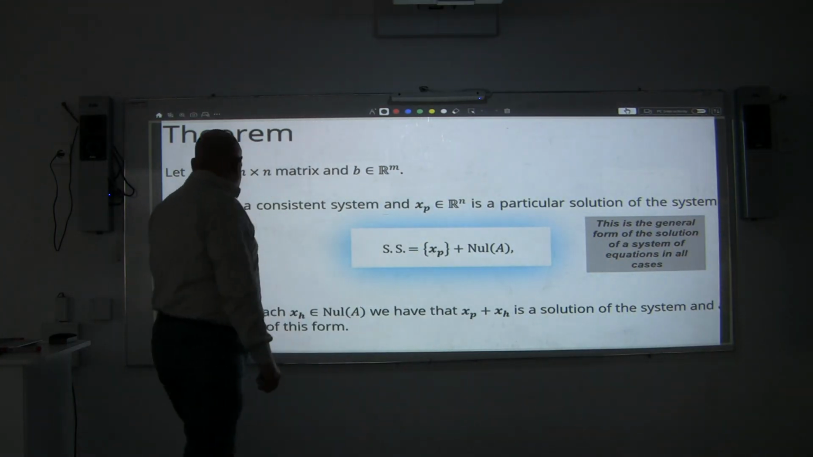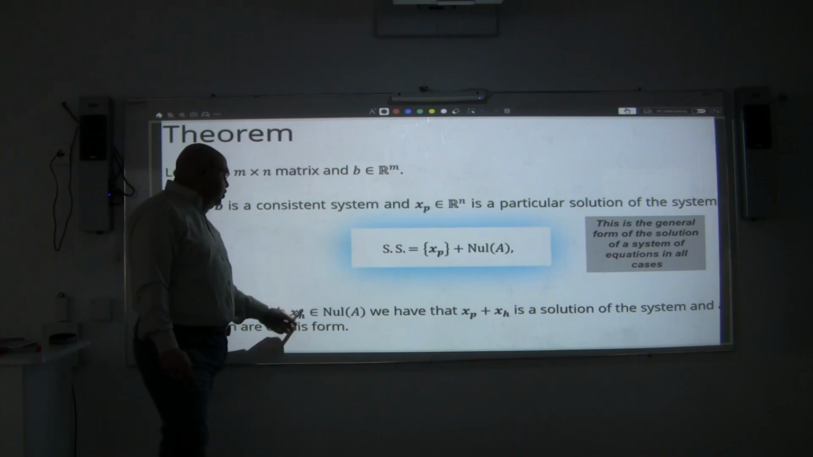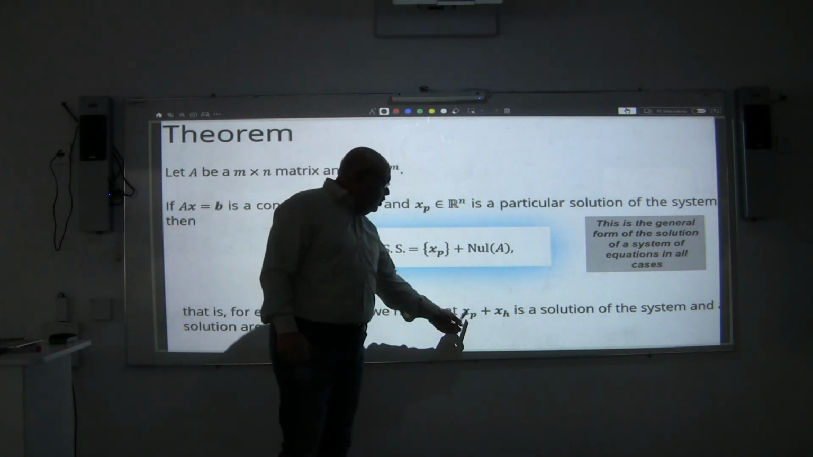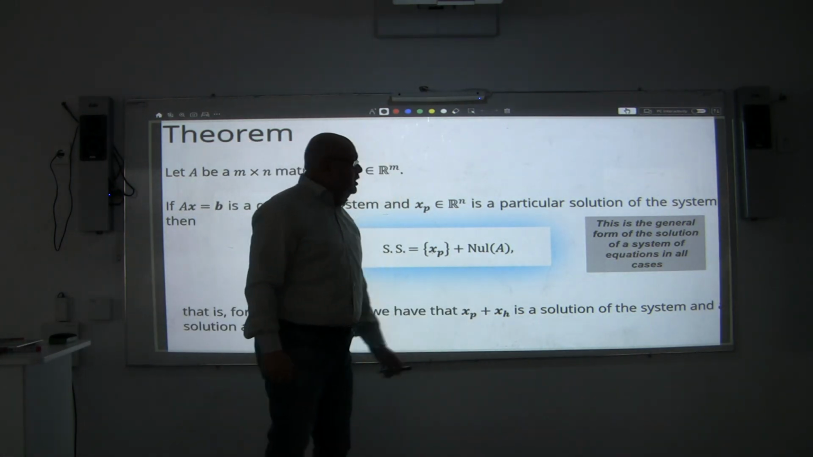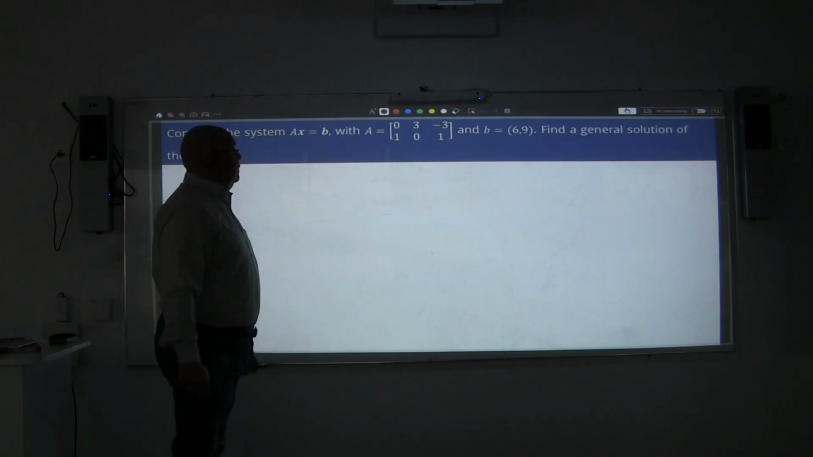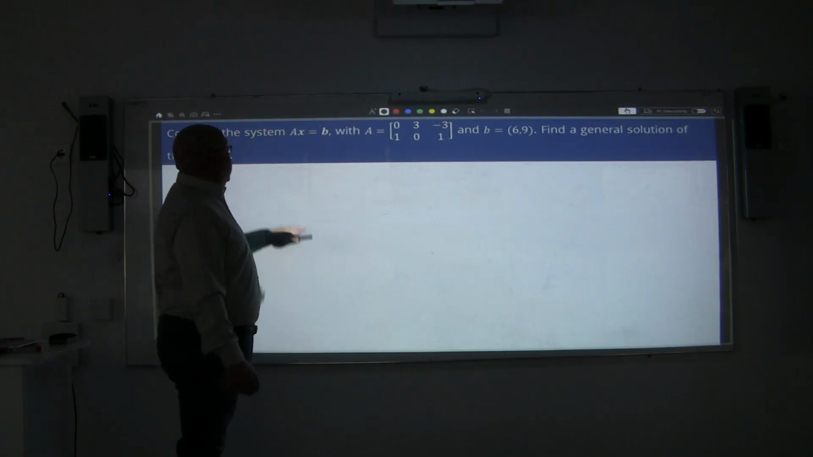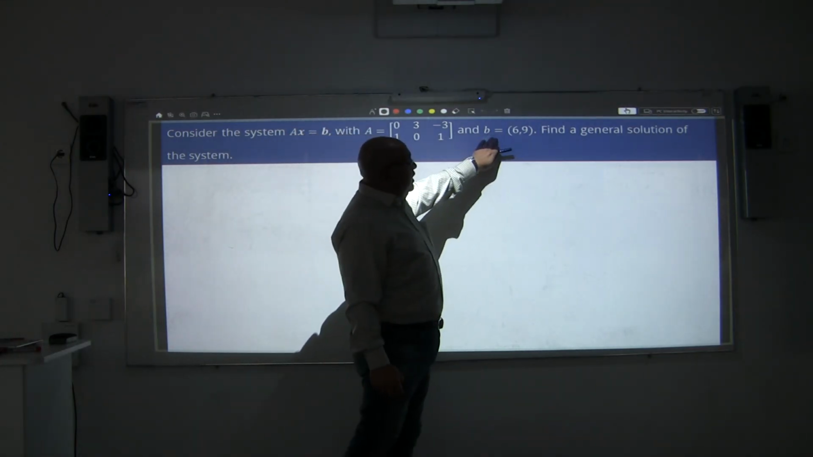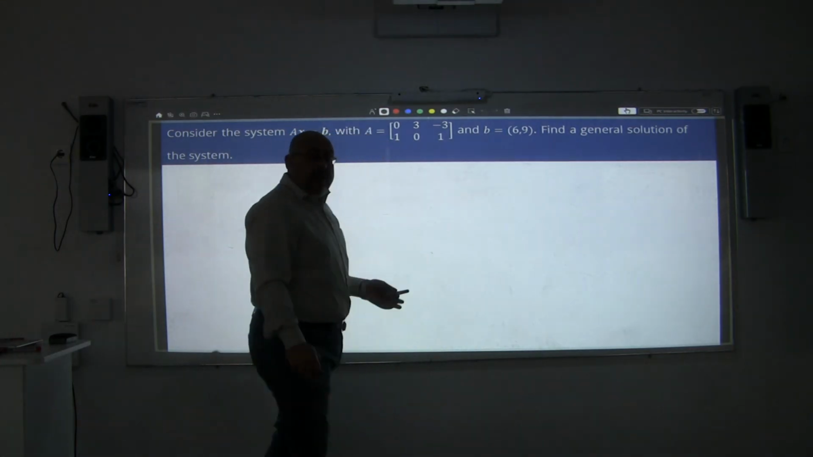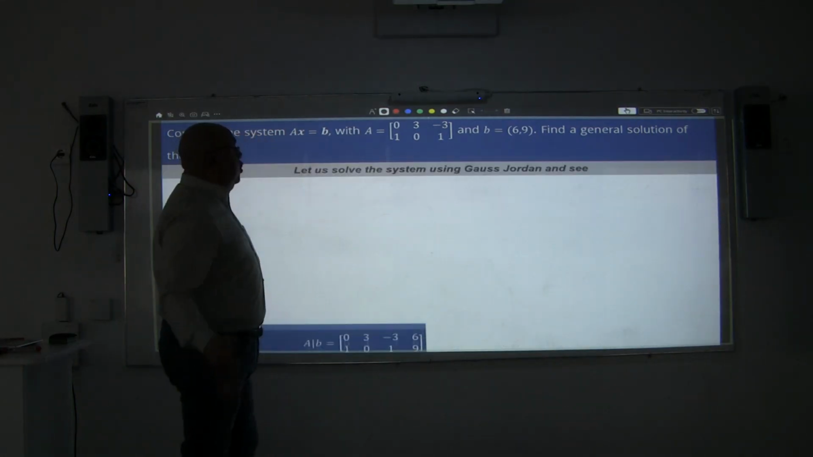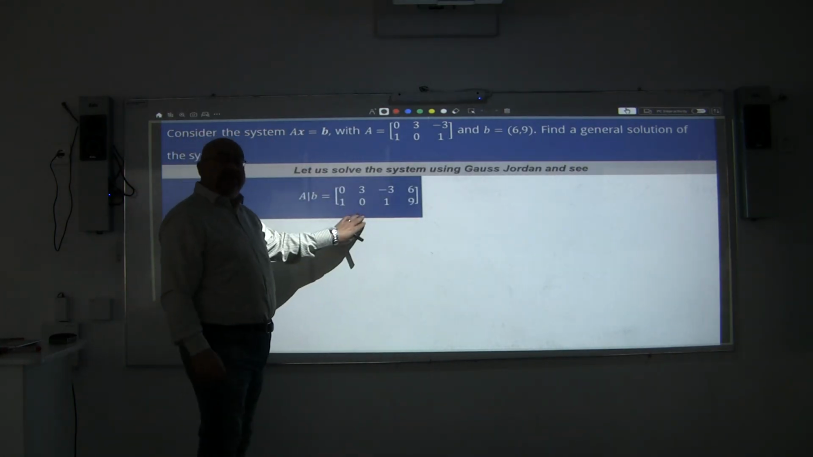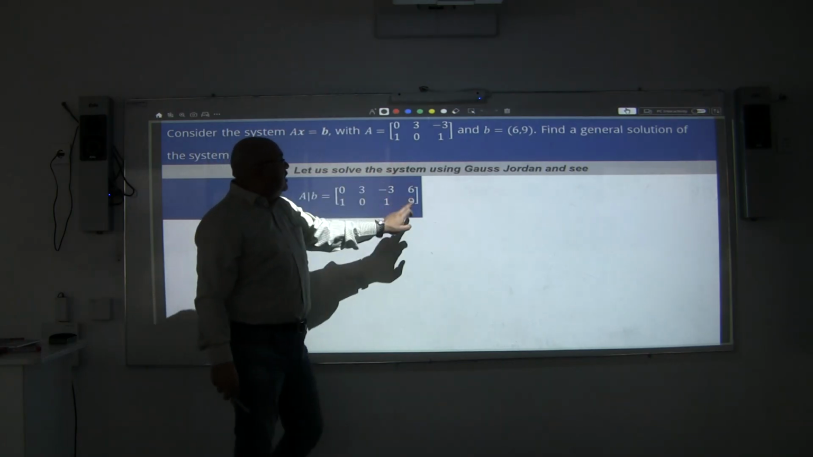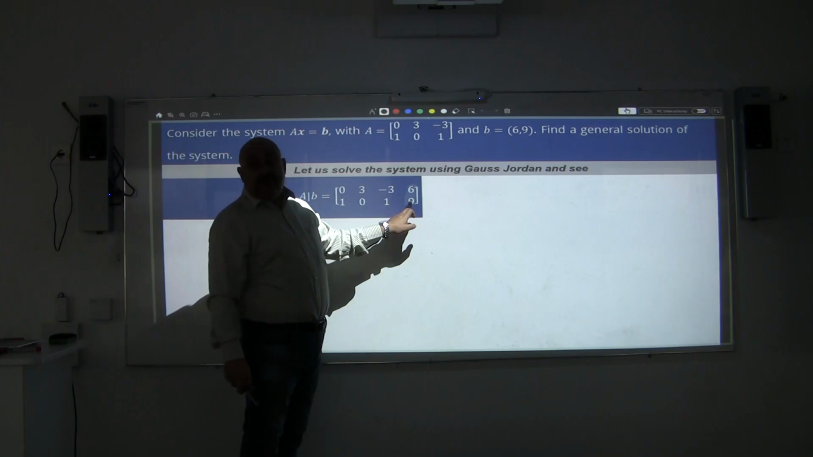So once more, for each x_h, or the homogeneous solution, that belongs to the null of A, we have x_p, which is the particular solution, plus the homogeneous solution of the system. So if I have a system Ax is equal to B, where A is given by this matrix, B is given by 6 and 9, and I'm trying to get the general solution, it is going to be simple. All I have to do once more is to get the augmented matrix, where this is the A matrix, the coefficient matrix, and 6 and 9 are the result matrix.